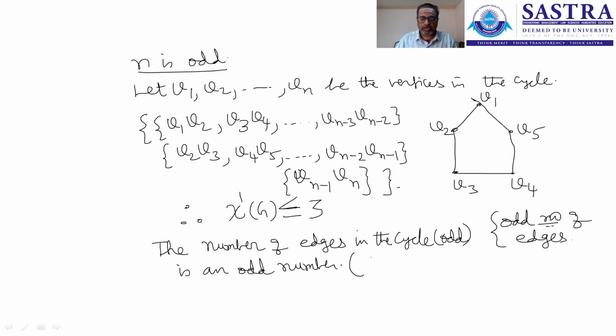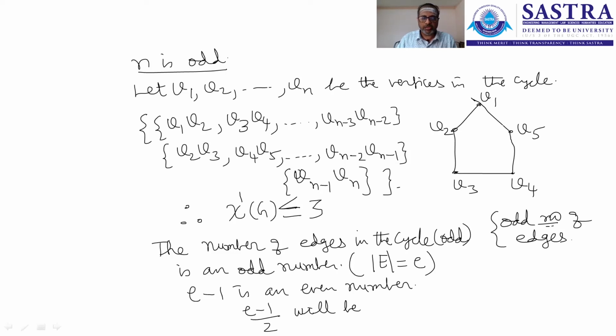Let me call the cardinality of E as small e, so E minus 1 is an even number. So E minus 1 by 2 will be the number of edges in one color class. So maximum you will have E minus 1 by 2 edges in one color class.